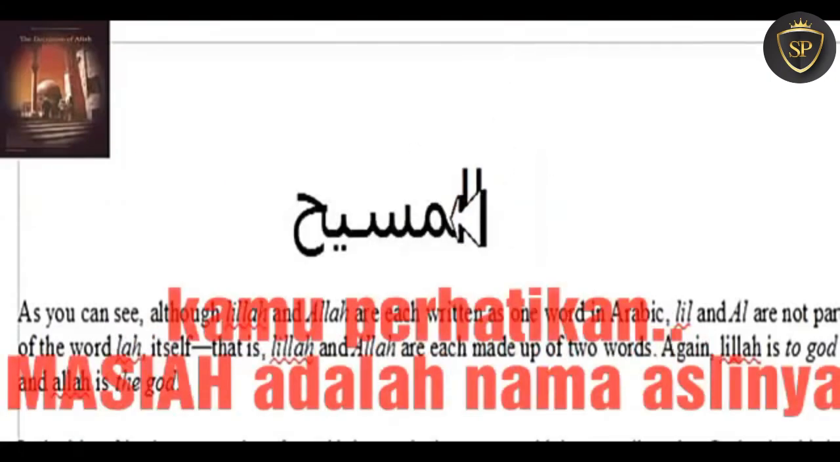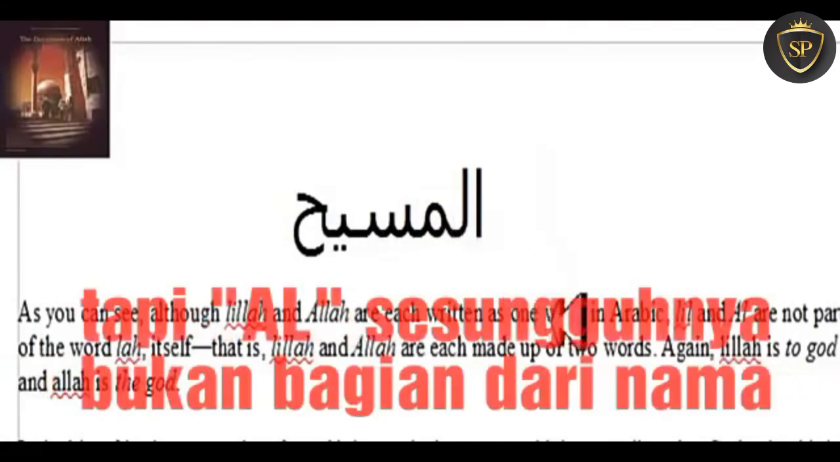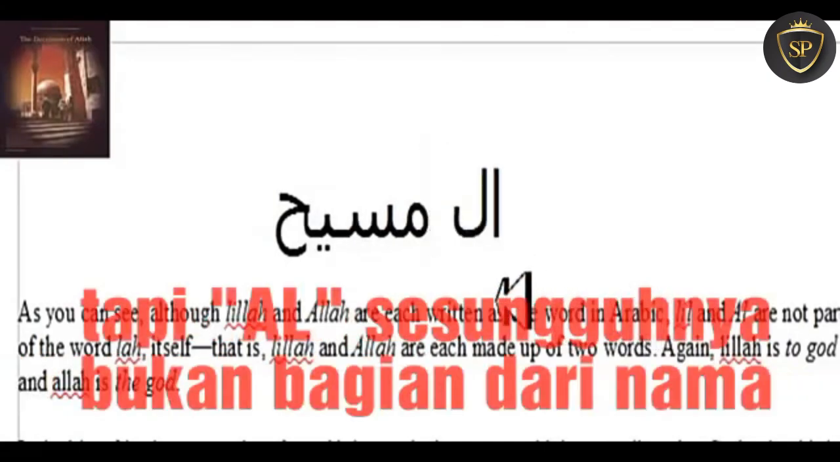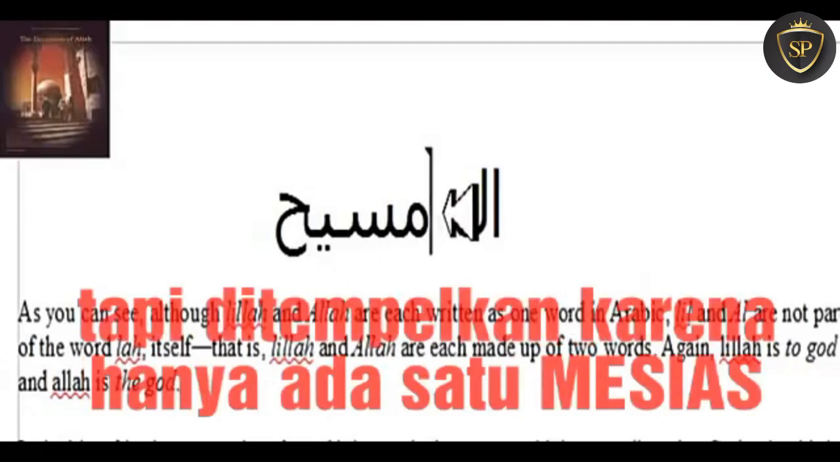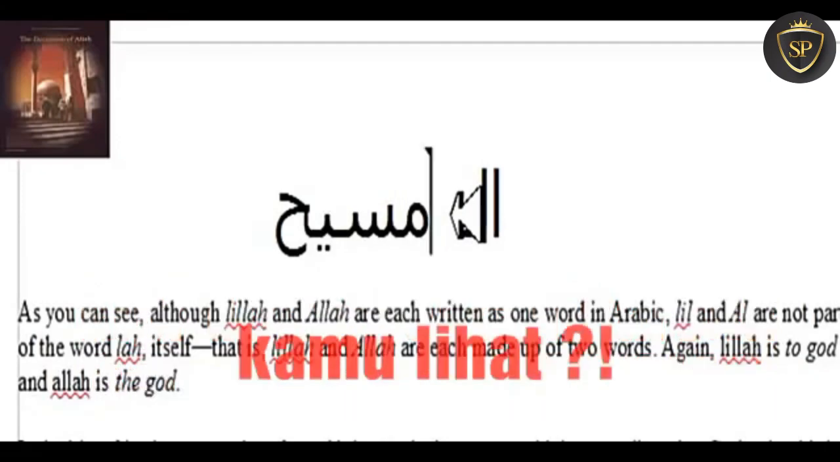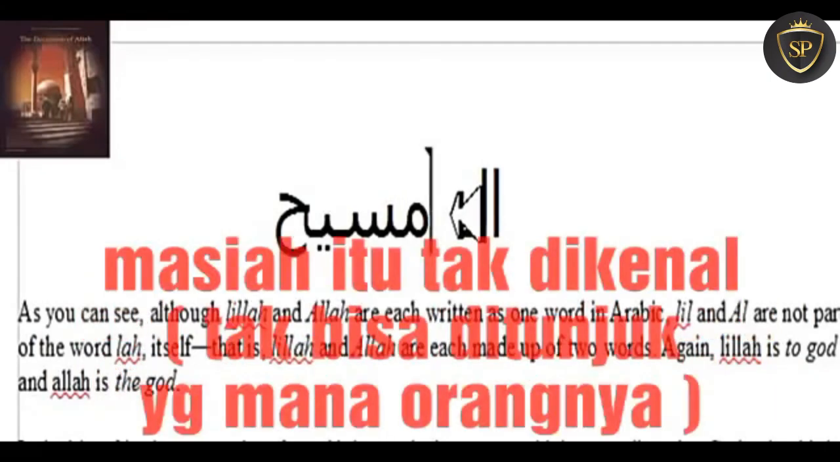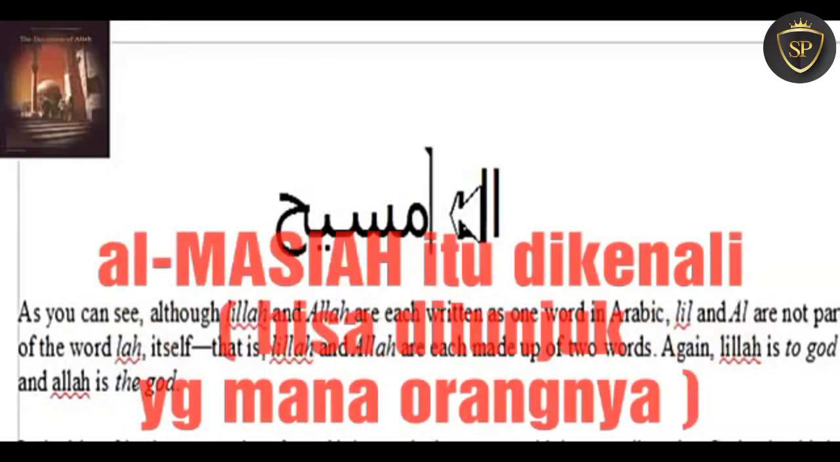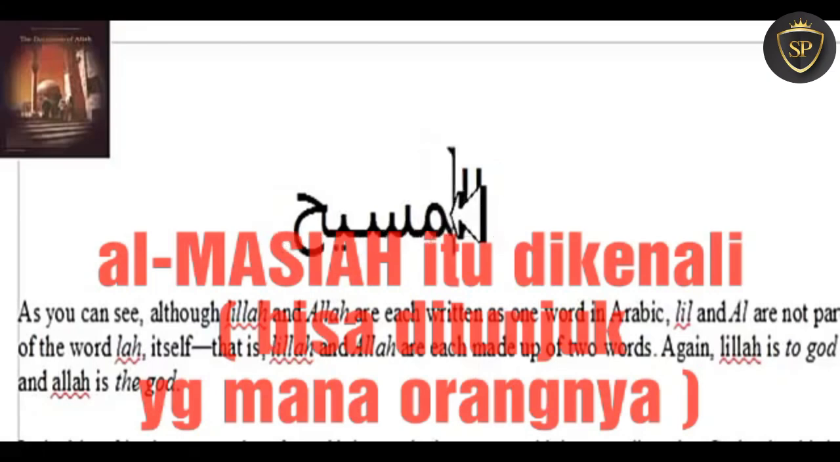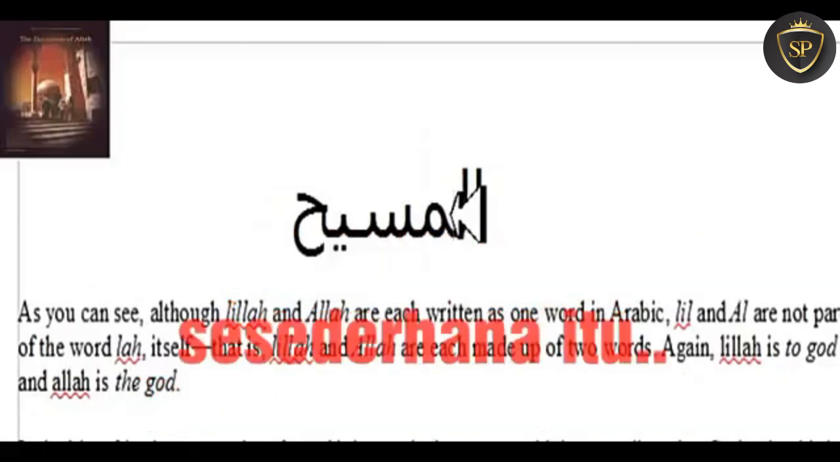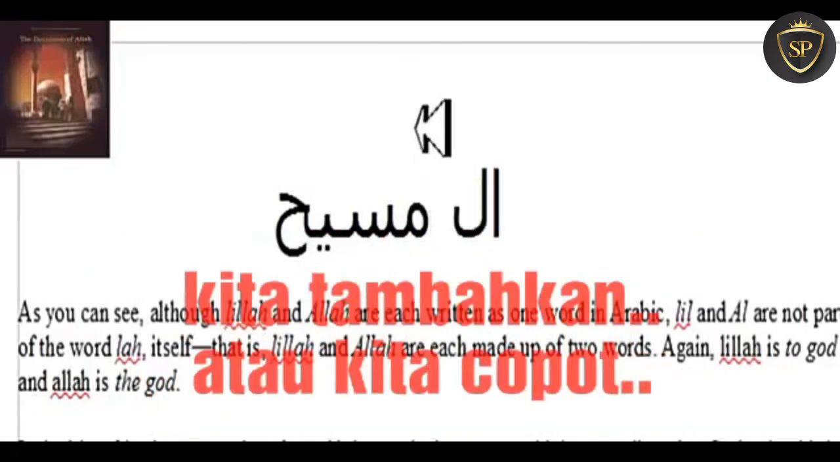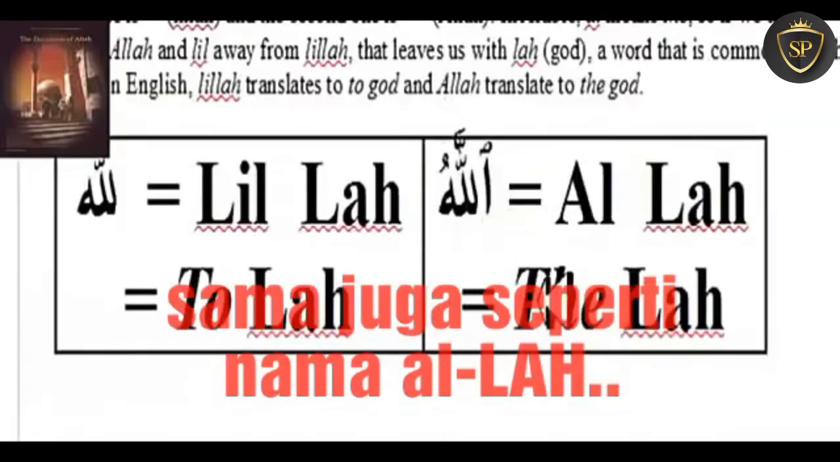If you notice in here that Masih is really the name, but Al, this part, is not really part of the name. But it's attached to it because there's only one Messiah. You see? Masih is unknown. Al-Masih is the known one. So this is simply what it is. We put them together or we take them off. It's exactly the same when it comes to the name of Allah.